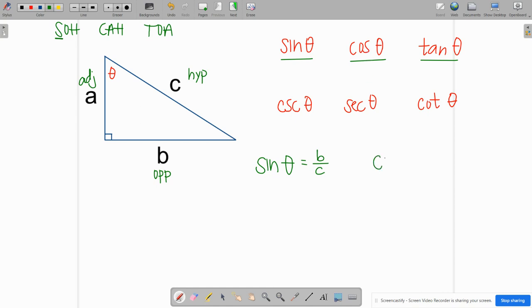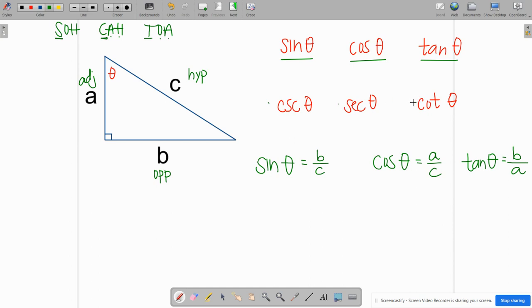The cosine of theta, again, thinking about SOH CAH TOA, cosine is adjacent over hypotenuse. So if theta is here, the adjacent side is A, and the hypotenuse is C. So we would have A over C. The tangent of theta, with TOA, tangent is opposite over adjacent, so B over A.